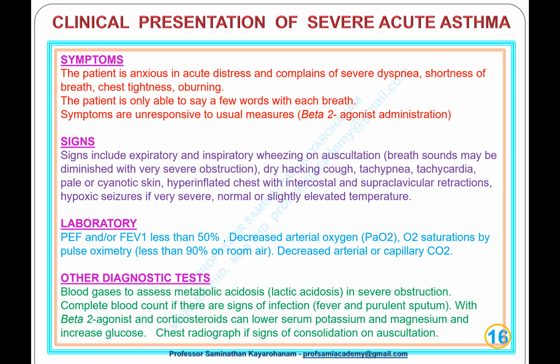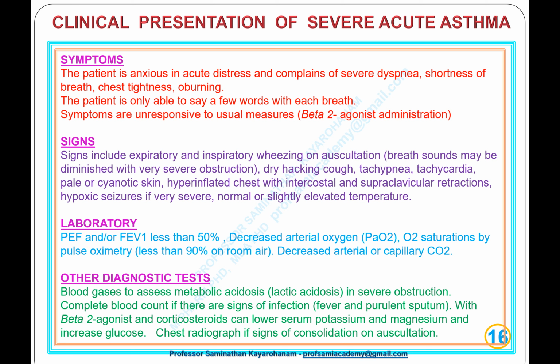Next slide. Clinical presentation of severe acute asthma. Symptoms: the patient is anxious and in acute distress and complains of severe dyspnea, shortness of breath, chest tightness, or burning. The patient is only able to say a few words with each breath. Symptoms are unresponsive to usual measures.